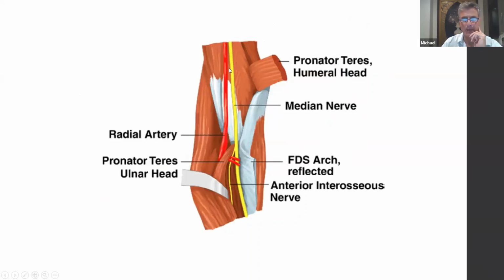Together with the brachial artery, which gives off the radial artery as it enters the cubital fossa. But this is the pronator teres humeral head cut away. Here's the ulnar head of pronator teres, and there it runs between the two of those, and then immediately dives underneath the FDS. And there's a very sharp fibrous edge to the FDS. And then it goes underneath the FDS and lies on top of the FDP.